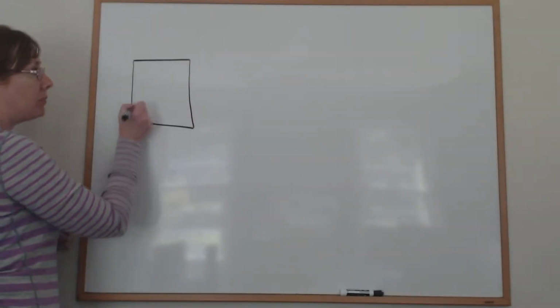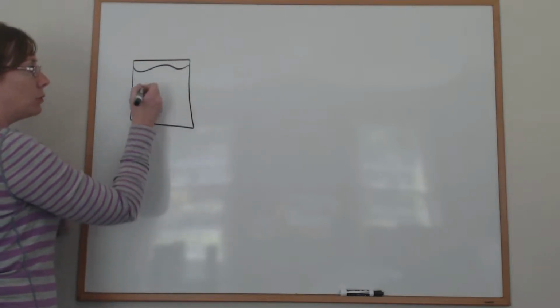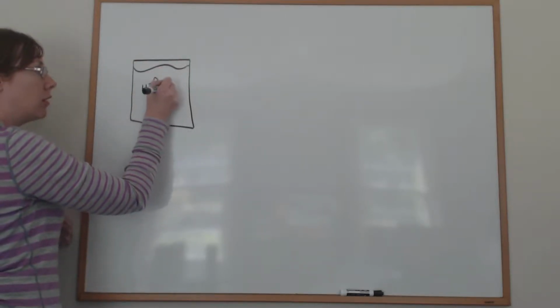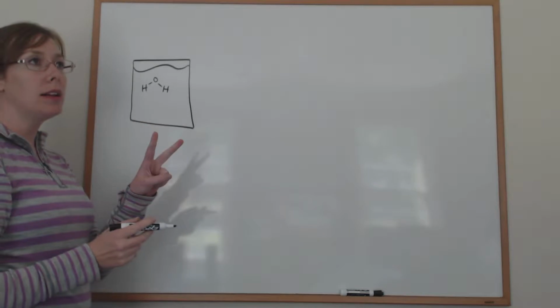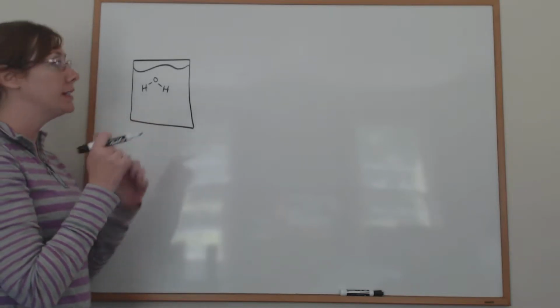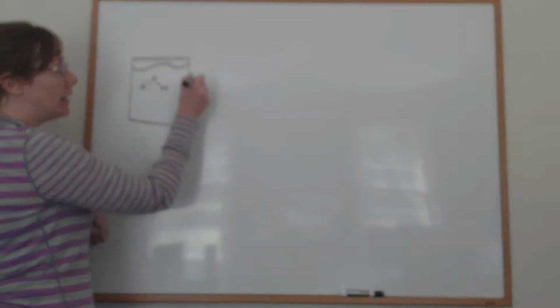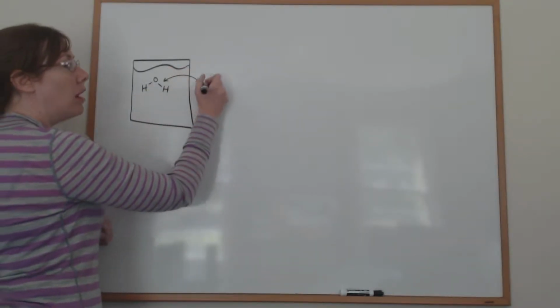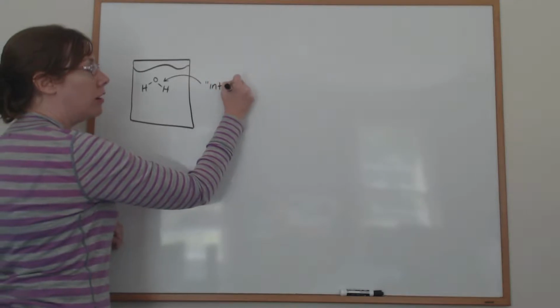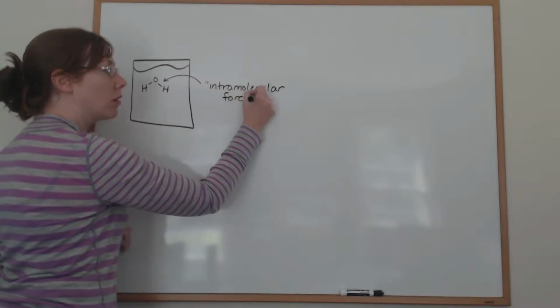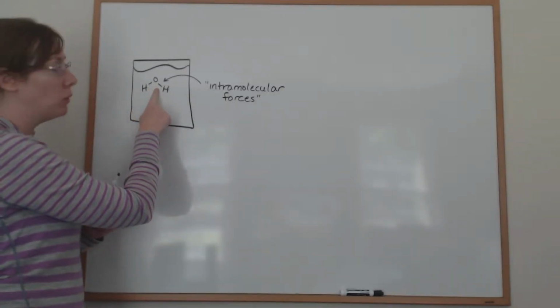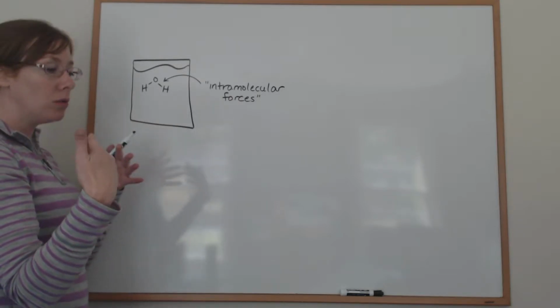When we have a sample of, for instance, we'll just use water as an example, we have really two types of electrostatic forces that are existing in the sample. The first electrostatic force that's existing in the sample are called intramolecular forces. Intra means inside. So intramolecular forces are the forces inside a molecule. Now these are the electrostatic forces.